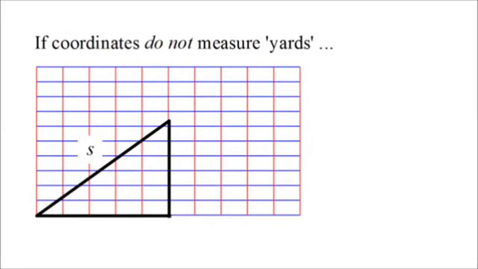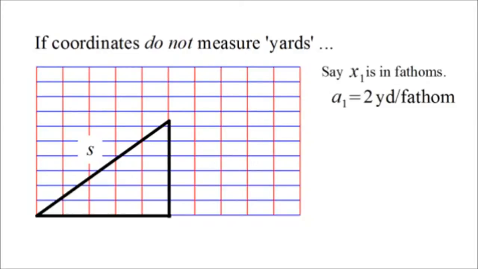To start, assume we have rectangular coordinates, but the coordinates are not measured in yards. We still want to calculate the displacement s in yards. So, say the coordinate x1 is measured in fathoms. The Pythagorean theorem only works if the sides of the triangle are all measured in the same units. So we're going to need a scale factor a1 equals 2 yards per fathom. Then a coordinate change Δx1 corresponds to a distance a1 Δx1 yards.